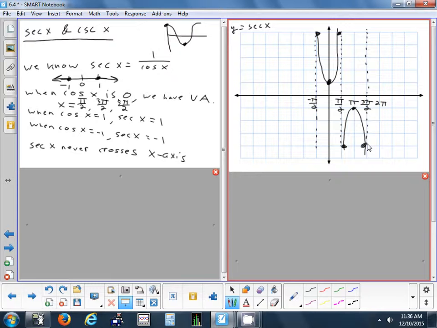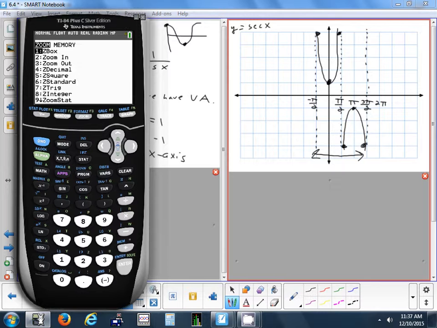Okay. What's the distance from negative pi over 2 to 3 pi over 2? 2 pi. It's from here to here. That's a distance of 2 pi. Okay. And let me show you how it looks on the calculator.